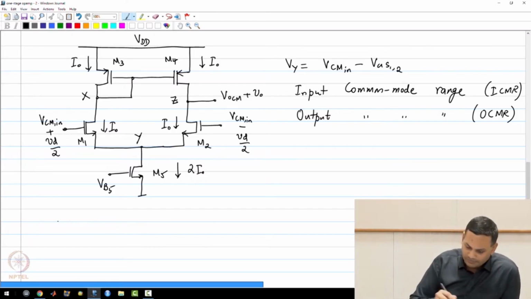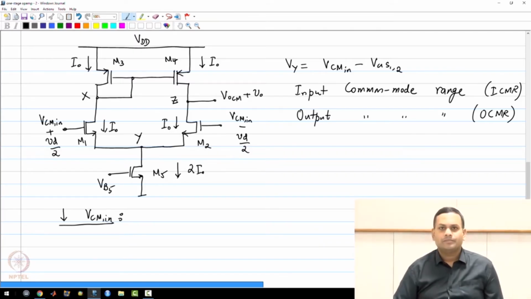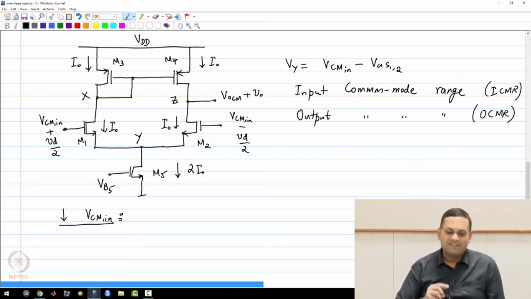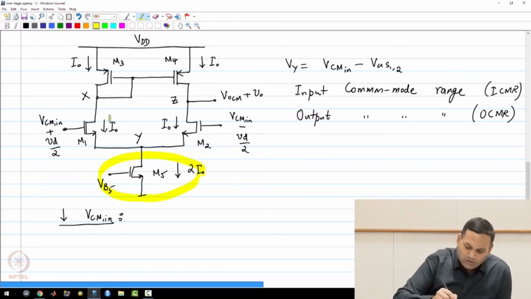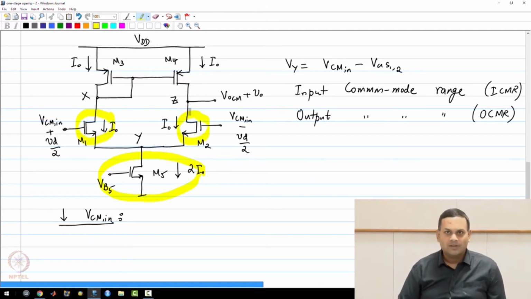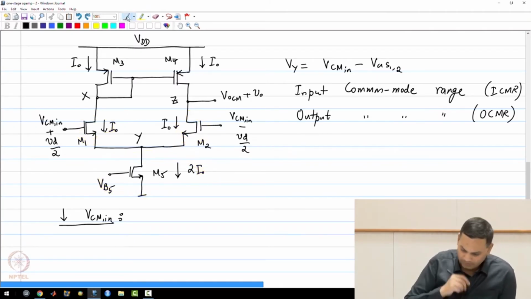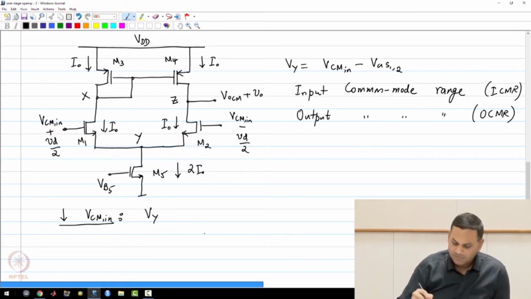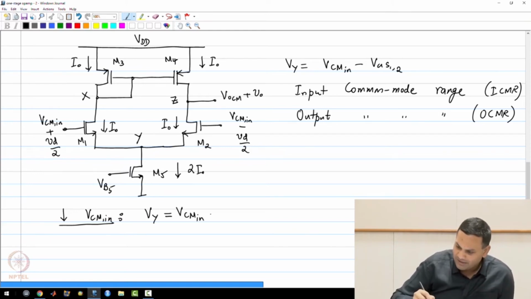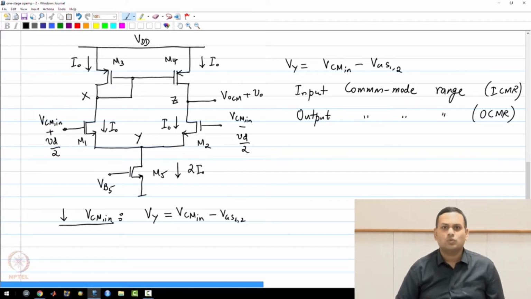Now suppose I start decreasing VCM in. As long as M5 has a very large output resistance, its current 2I0 will not change too much, and the two transistors M1 and M2 will still carry the same current I0. An immediate consequence of this is that they will have the same gate source voltage, and therefore Vy will follow VCM in, but with a difference of VGS12 at a current I0. This will happen till M5 goes to the edge of triode.